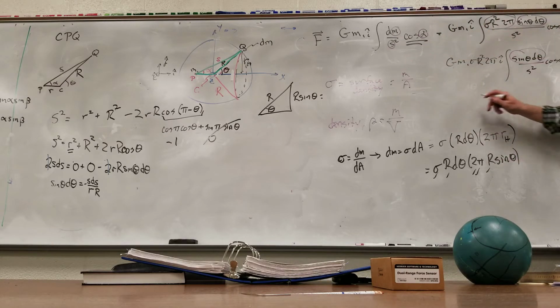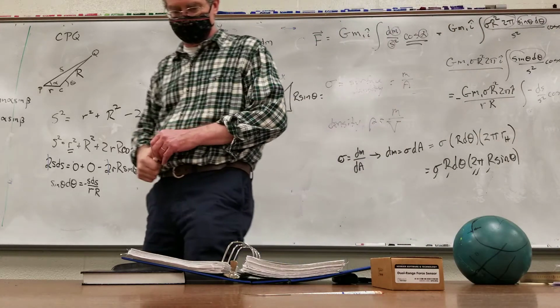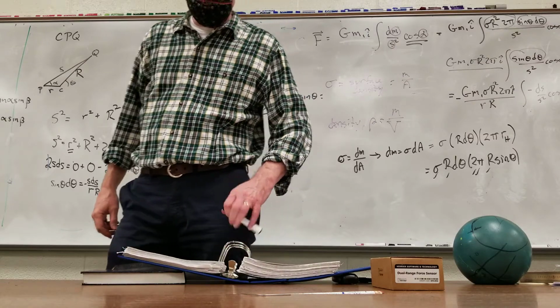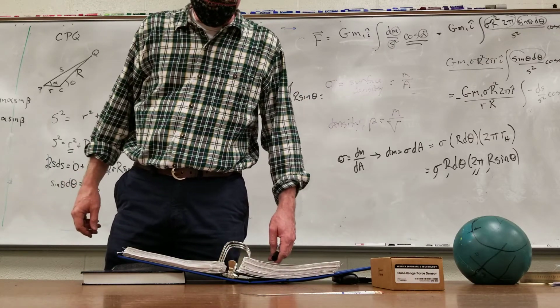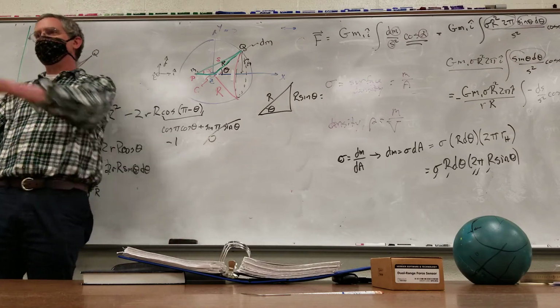So plugging that in, this becomes big G mass 1 sigma big R squared 2 pi I hat, just that bit up front, over R big R, the negative up front, and I'm left with negative ds over s squared cosine alpha. We are now down to 2 variables. Now we just have to connect alpha to it. And we're going to do that by law of cosines.